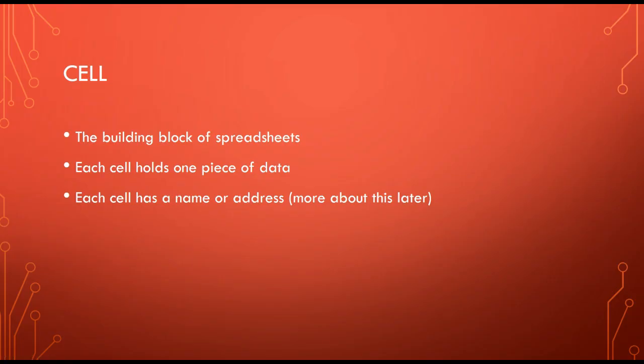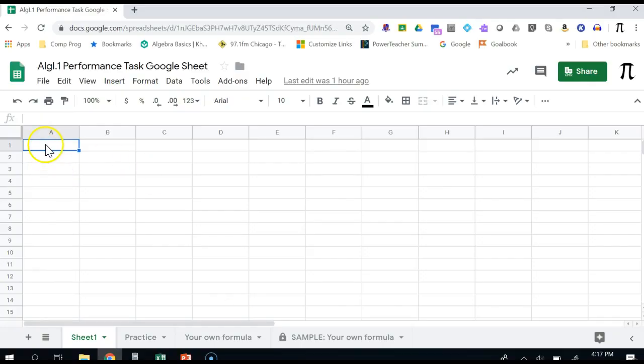The building block of a spreadsheet is called a cell. Each cell holds one piece of data. In our spreadsheet, those are the rectangles. So this is a cell, this is a cell, and that's a cell.